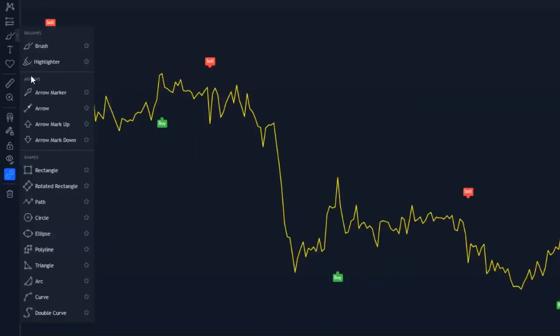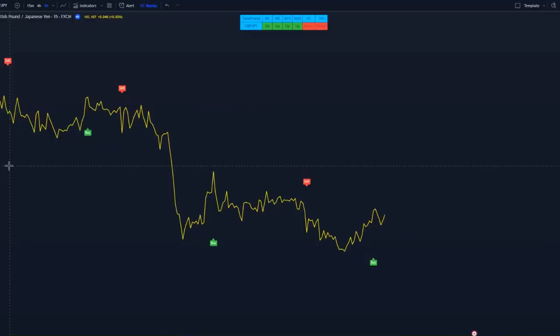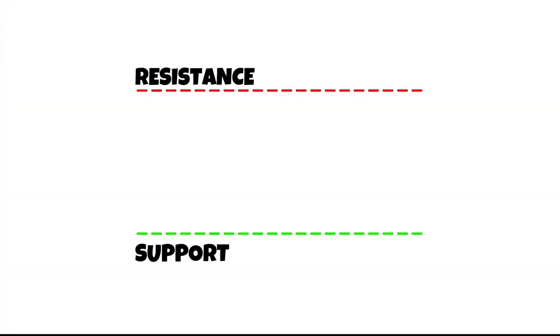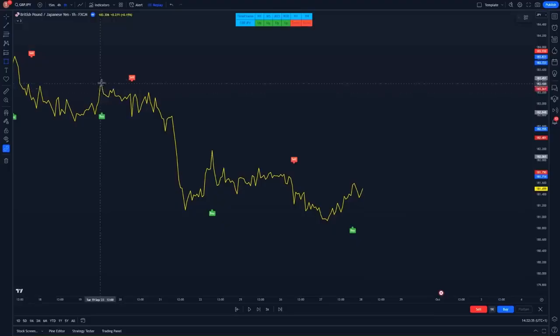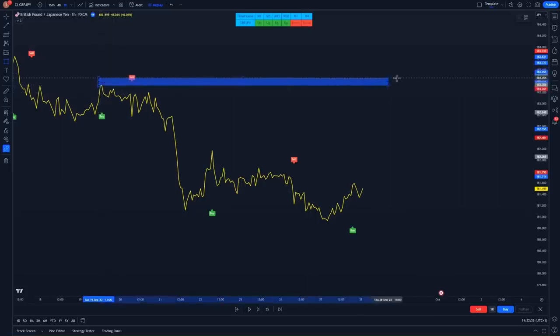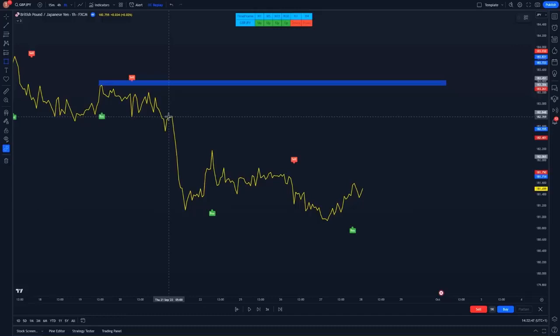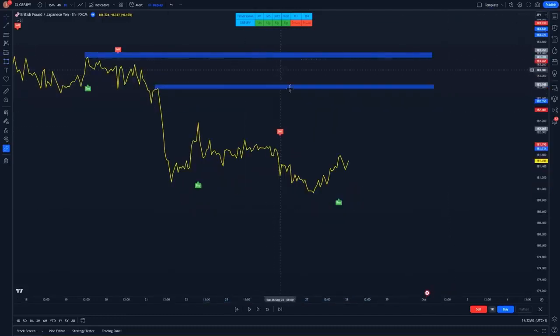So again, for drawing out the support and resistance zones, we'll be using this rectangle right here on the left hand side, and we're just going to be marking areas of potential reversal. Remember, the support is on the bottom and the resistance is at the top. So straight away I'm going to mark out this peak right here. And then again, I'm going to mark out this peak as this is closer to price.